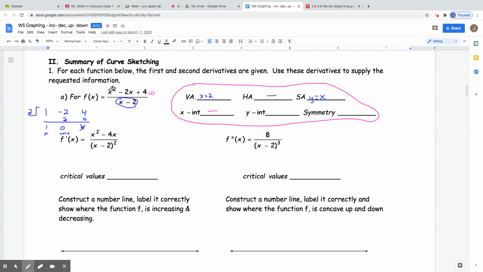To get a y-intercept, I plug in 0 for x. So that's 0 minus 0 plus 4 over -2, which means 4 over -2 is -2. So my y-intercept is 0, comma, -2. Symmetry, I plug in -x. So I get -x squared minus 2 times -x plus 4 over -x minus 2. So that's positive x squared minus 2x plus 4.